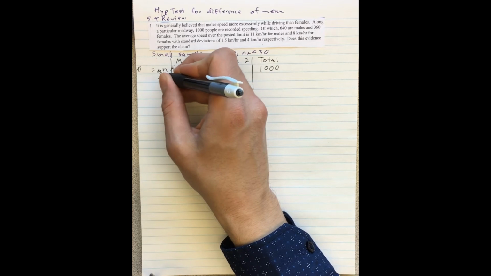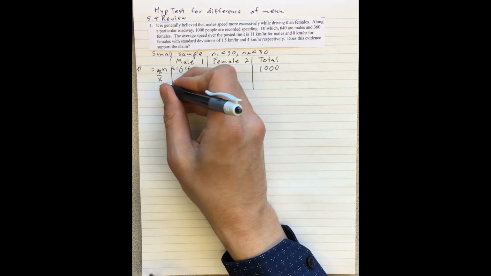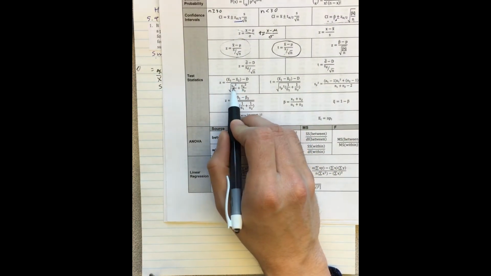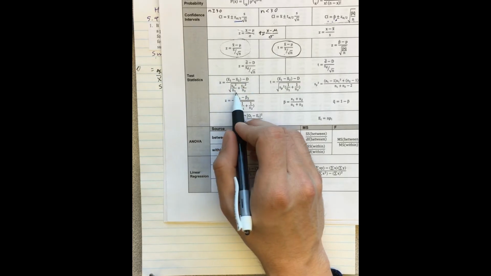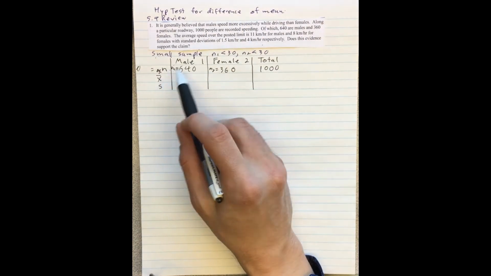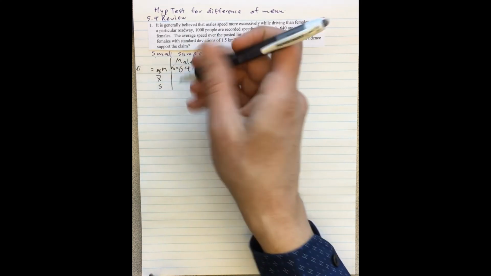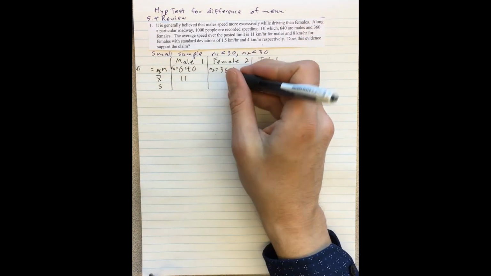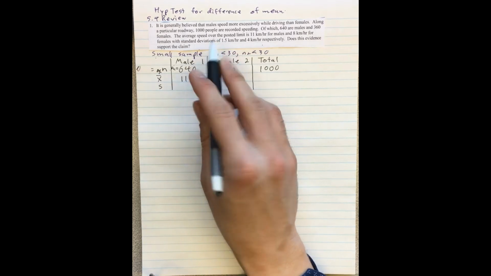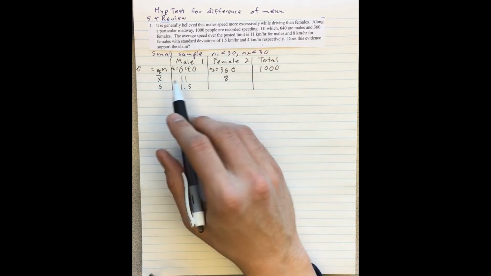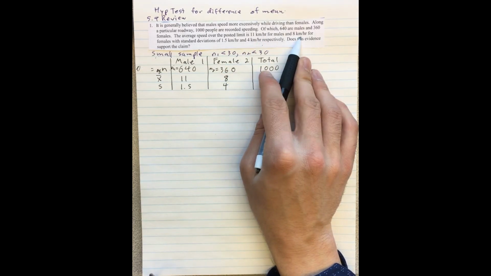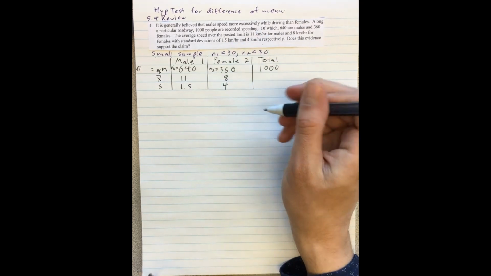Now we need an average, and we also need a standard deviation, because if you look at the chart, we have x1 bar and x2 bar, s1 and s2, and n1 and n2. So we need values for each of them. The average speed over the posted limit is 11 kilometers an hour for men, and we're trying to test how far over the speed limit you go. And we have 8 for women. The standard deviation of 1.5 kilometers an hour for men and 4 respectively. Respectively just means it's 11 for men, 8 for women, and 1.5 for men, 4 for women.